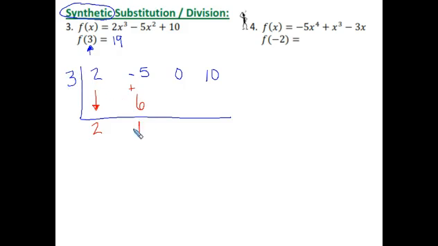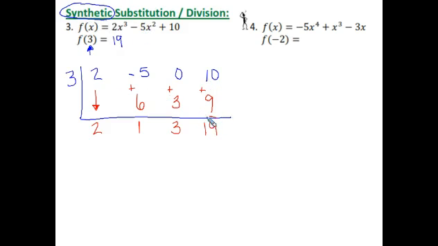So we're going to take 3 times 1, which is 3, put that underneath our next term, which is 0, add those together to give us 3, and the process continues again. If we take 3 times 3, that gives us 9, 10 plus 9 gives us 19, and we are done with our synthetic substitution.